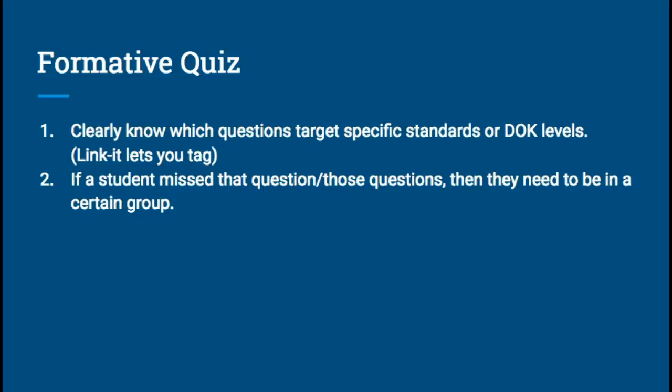So if I'm like, I want them to be able to think at this high DOK level by the end of this, I might have DOK 1 questions 2 and 3, or if I'm looking at multiple standards, I will tag each one as what standard it is targeting. And I try to make my questions only target one standard or one DOK level, obviously, to make that data easier to analyze. That way, if a student misses that question, or hopefully those questions, then they need to be in a certain group, and it makes it really clear.